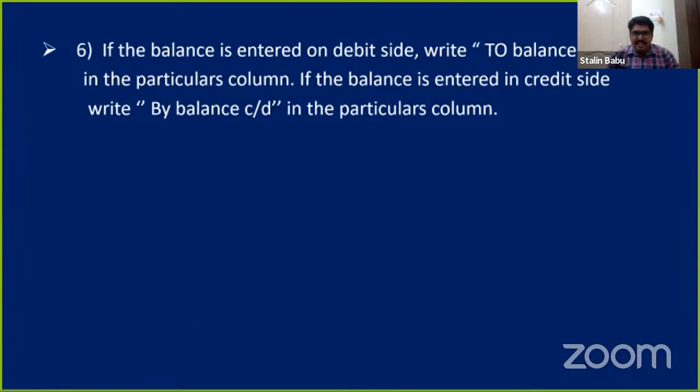If the balance is entered on the debit side, write "to balance C/D" in the particulars column. If the balance is entered on the credit side, write "by balance C/D" in the particulars column. So on the lesser side, we entered 100 rupees. That should be recorded in the particulars column as balance C/D. If it comes on the debit side, we write "to balance C/D". If it comes on the credit side, we write "by balance C/D".